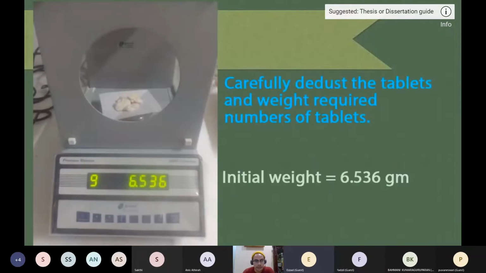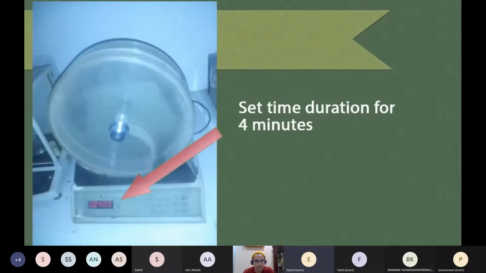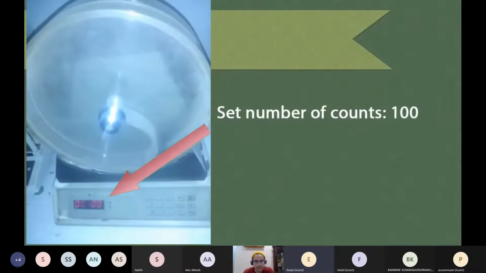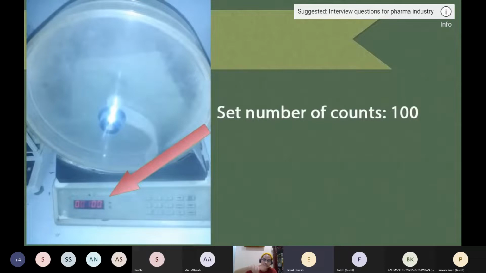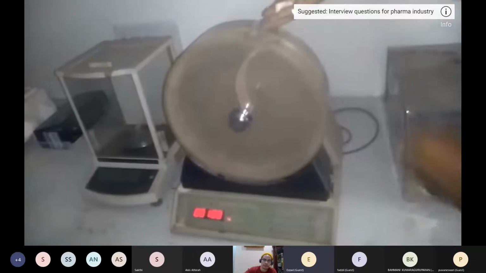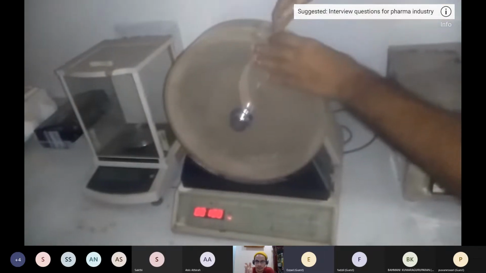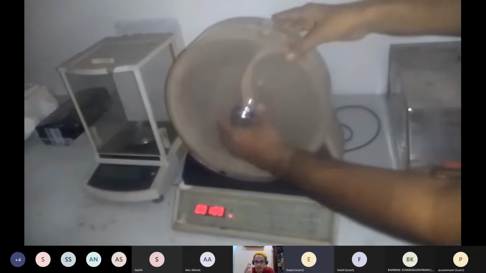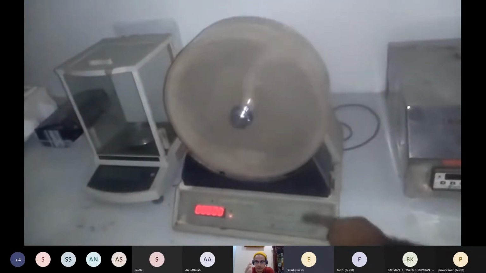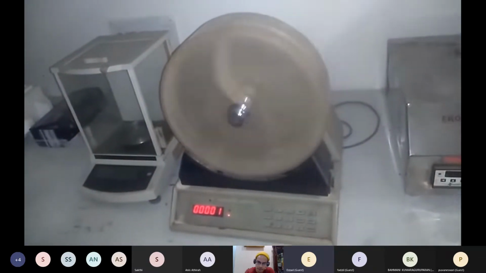So, we take the initial weight, which is 6.53 grams. Then we set the time duration for 4 minutes. Set the number of count to one. Count means how many times it will rotate. So, put the tablets into the drum. Okay, lock it in, press start. So, the drum will rotate.